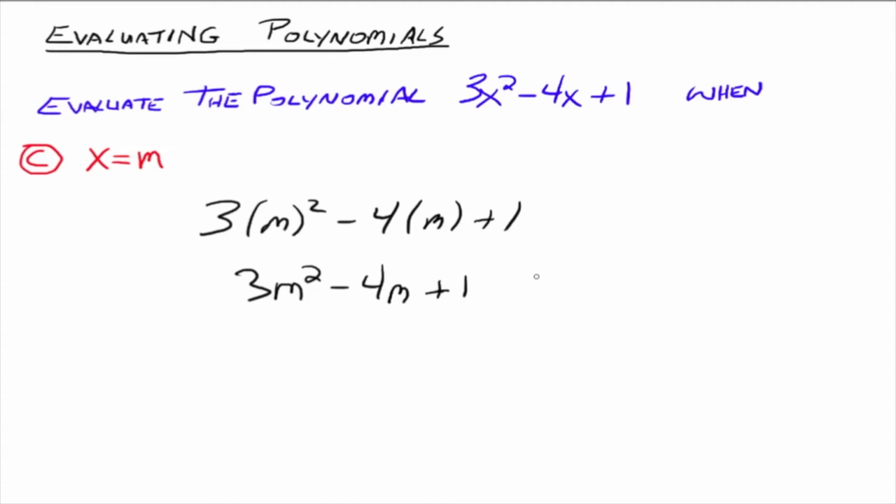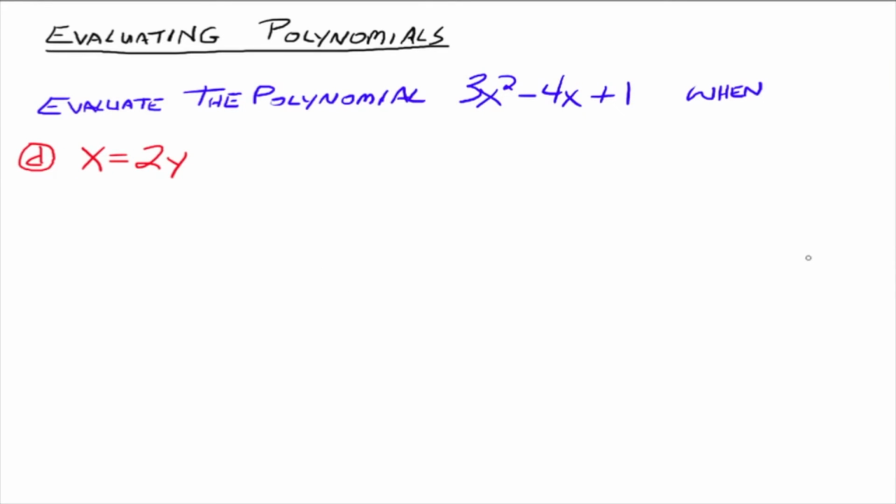I agree it doesn't look any better than what we had before, but I'm trying to make the point that the process is the same as if we were substituting numbers in for our variables. I want to do one more. This time when x is 2y. We're going to put 2y in for x, so 3x squared, I get the 2y in there, minus 4 times 2y plus 1.